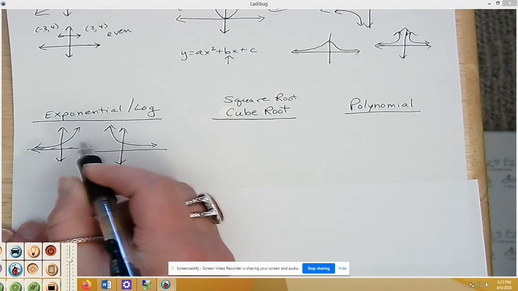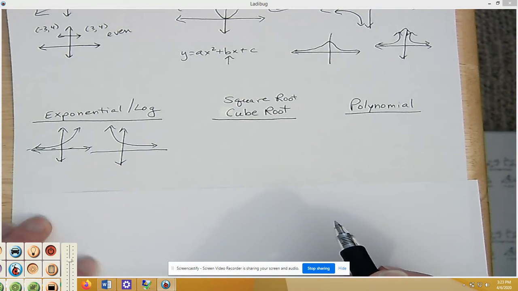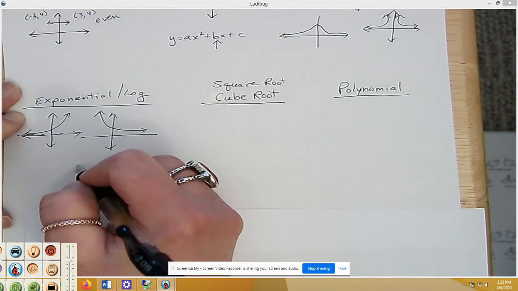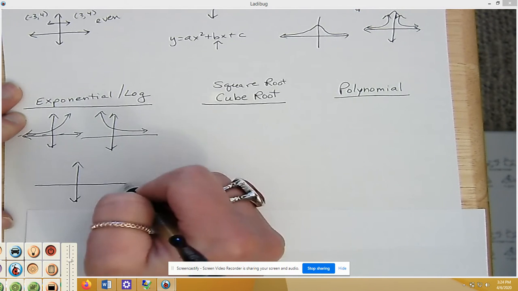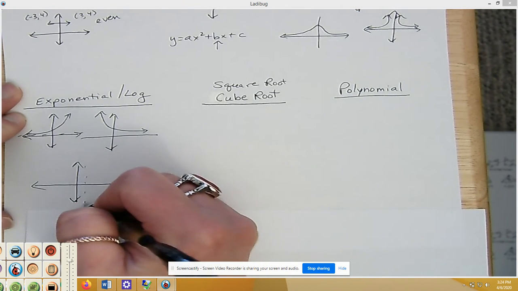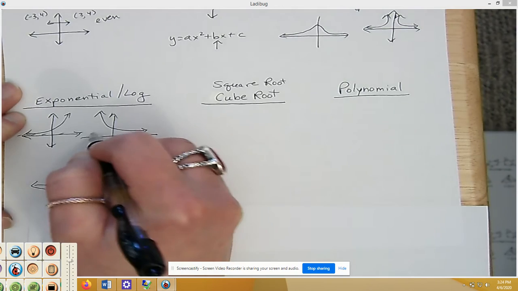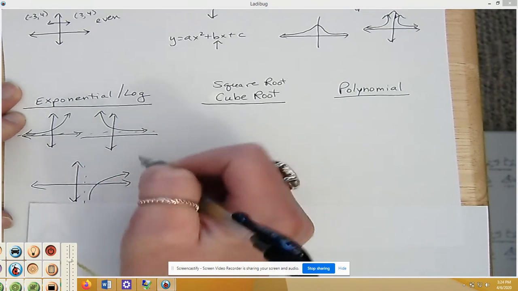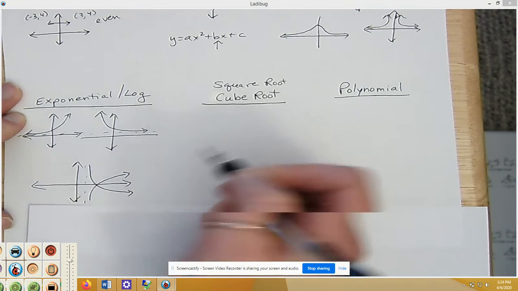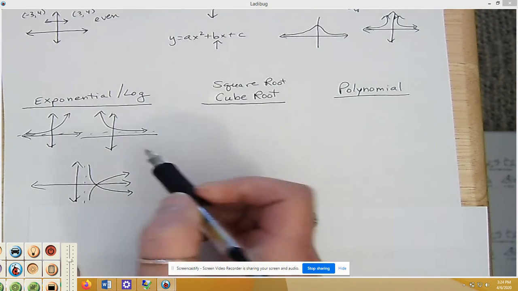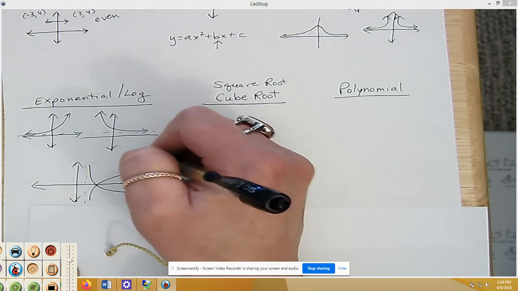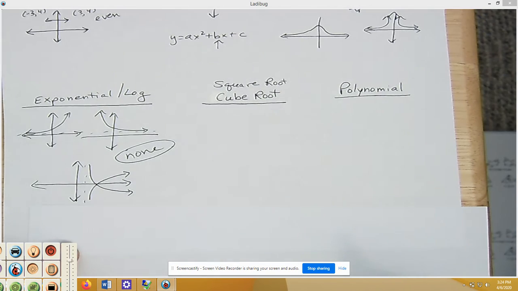Okay, these are not going to be even or odd. A log function, depending on the base. Remember, you're always going to have a vertical asymptote here instead of a horizontal. These have horizontal, so it could shoot up that way, or it could come down that way, depending on the function. These are all going to be none. So you're not going to have any of that symmetry for even and odd.